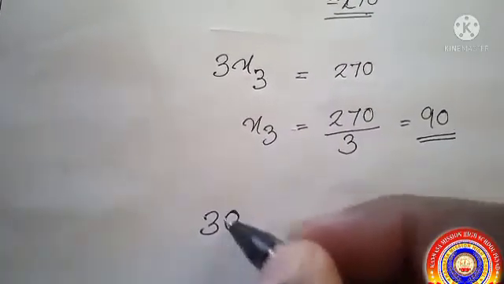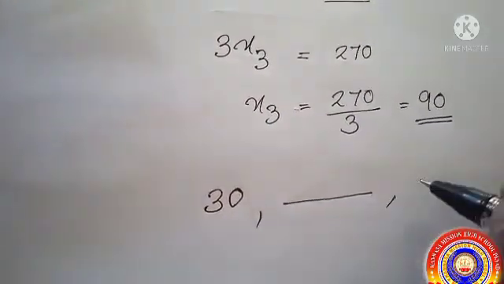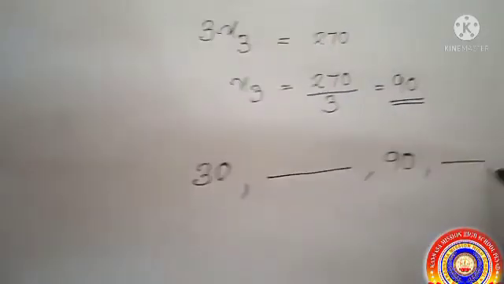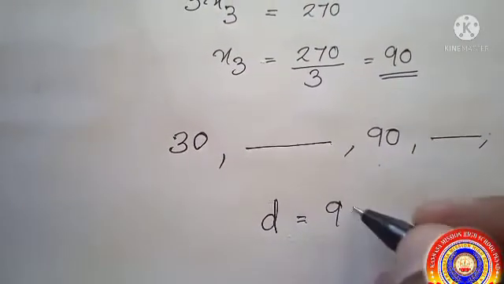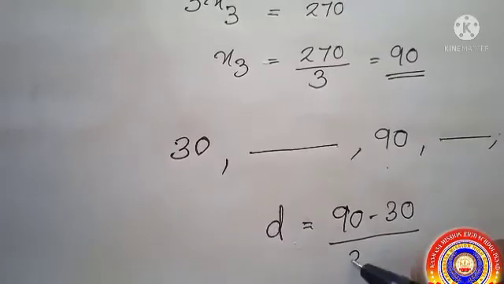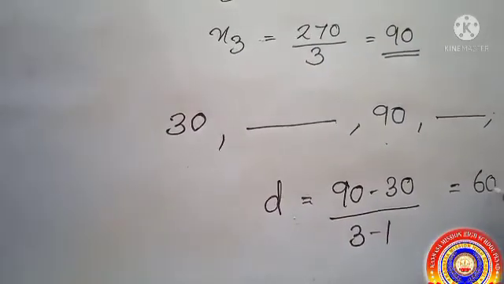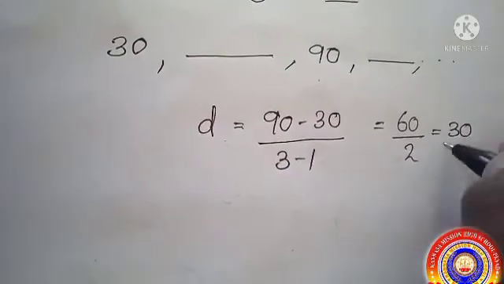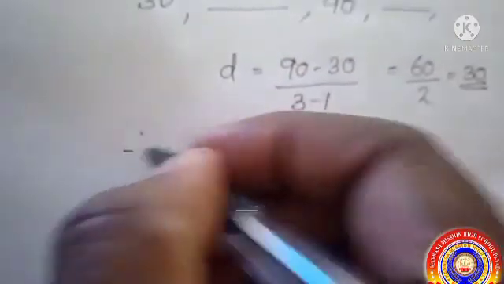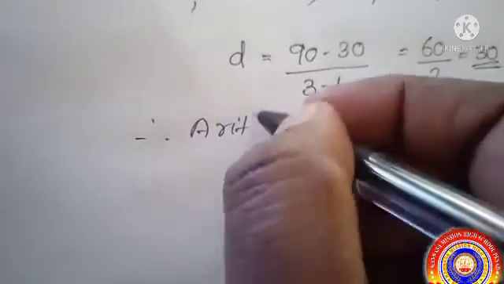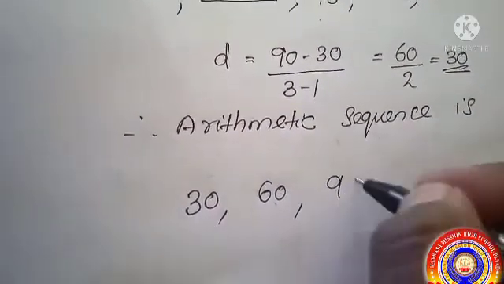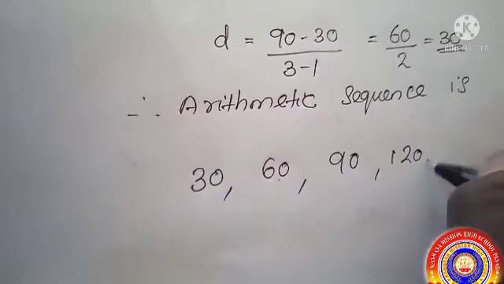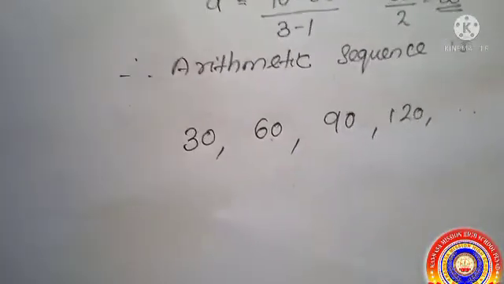Here the first term is equal to 30 and the second term is not given, but the third term is 90. So using these two terms, first we have to find the common difference. Common difference is equal to 90 minus 30 by 3 minus 1, which is equal to 60 by 2, equal to 30. So common difference is 30. Therefore, the arithmetic sequence is 30, 30 plus 30, 60, 60 plus 30, 90, 90 plus 30, 120, etc.